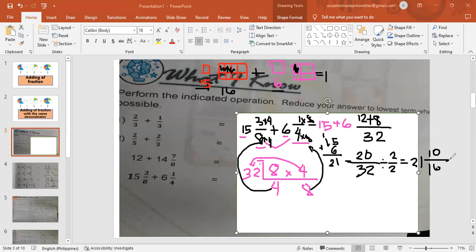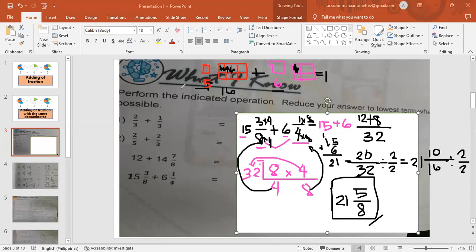But can we still divide that by 2? Yes, we can still divide that by 2. Okay. Let's copy again the 21, the whole number. And then 10 divided by 2 is 5, over 16 divided by 2, that is 8. Okay, class. Can we divide 5 and 8 by 2? No, 5 cannot, but 8 can. How about 3? They are not. So the final answer is 21 and 5 over 8.